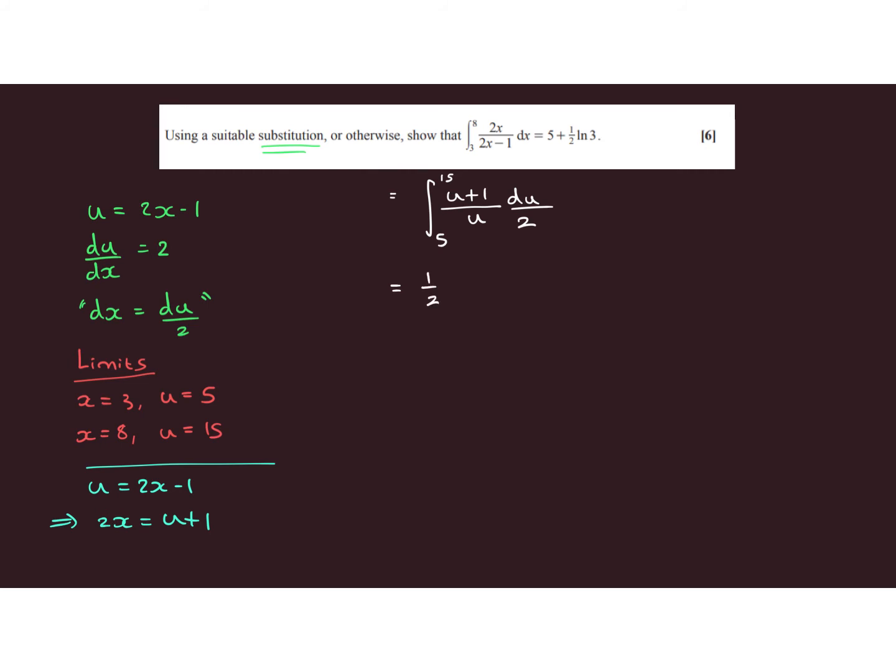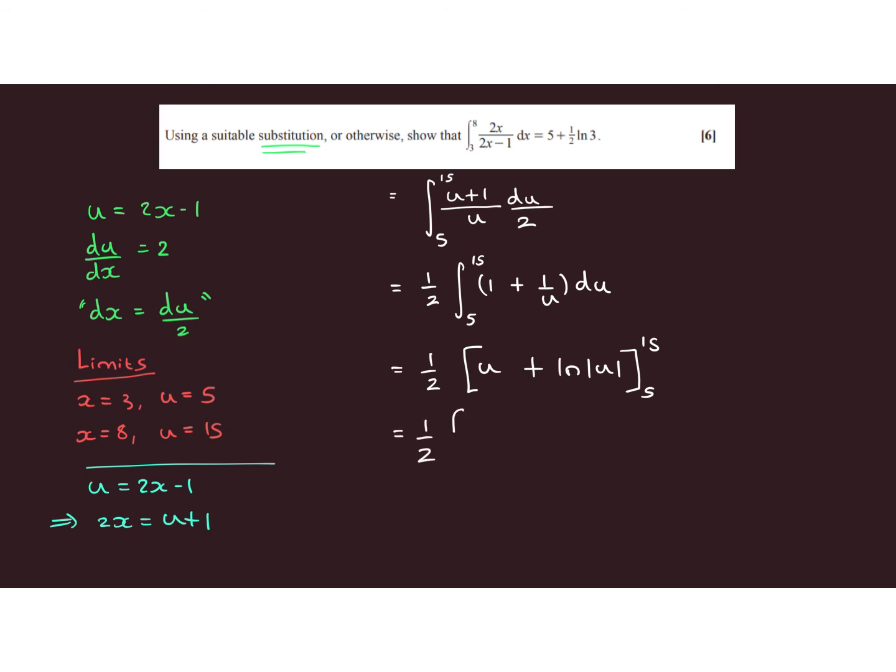I'm going to pull the half out of the integral, and I'm going to divide both parts of the numerator by u. So this becomes 1 plus 1 over u du. And then we're going to integrate each term. 1 integrates to u, and 1 over u integrates to ln mod u, although as both u values we're substituting in are positive, this won't matter.